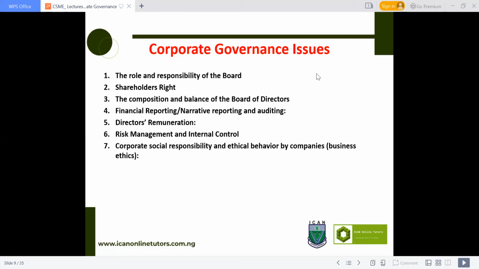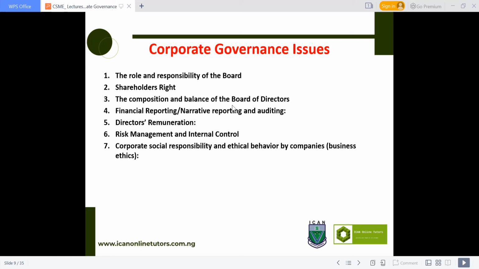So composition and balance of the board of directors. Composition has to do with number. How many should we have? Thank you very much. I like this. It shows that some of us are really following. Right to access the audit report as well. Right to receive the financial statement is also the right of shareholders. Thank you very much. So please, if you want to make any comment, always try as much as possible to make it to everyone, don't direct it, so that everybody will also see it.